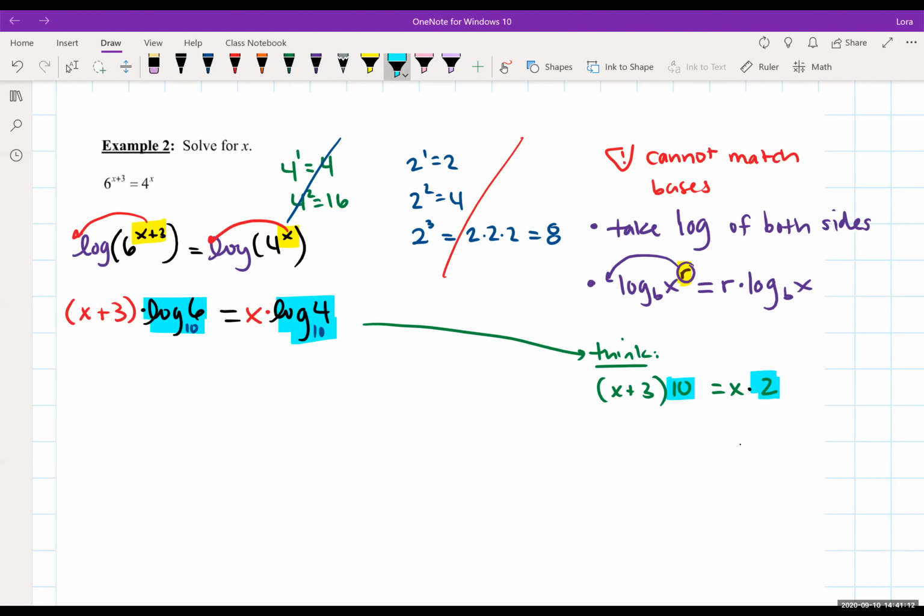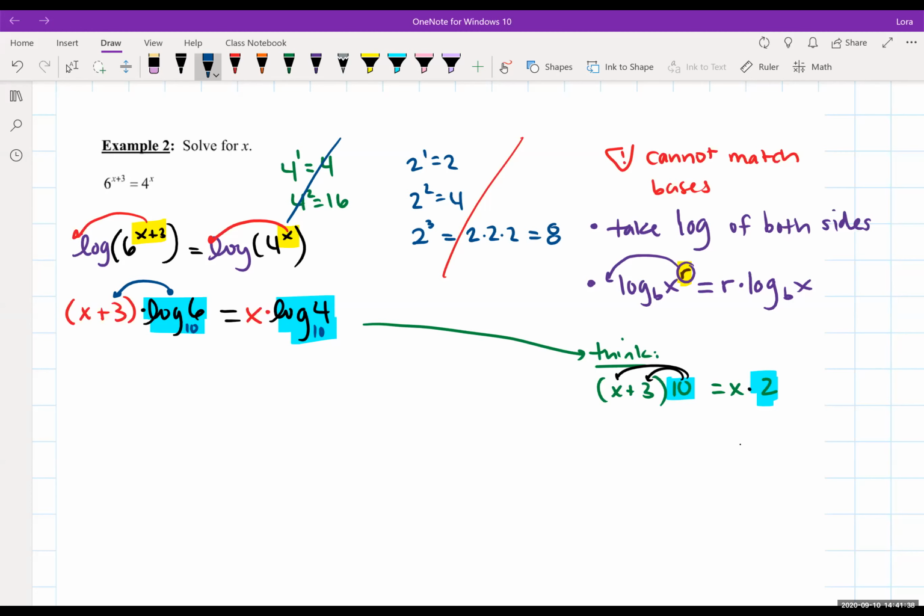Just think about what you would do if you saw an equation like this, sans the logs. What would you have to do with the 10? You're probably answering back, oh yeah, I would have to distribute the 10. Well, you do the same thing with the log. If you want to play along with me, what I'd be looking at is distributing the log of 6 to both of the terms.